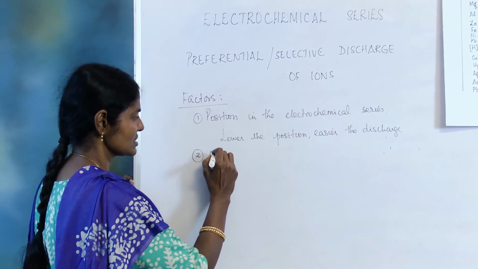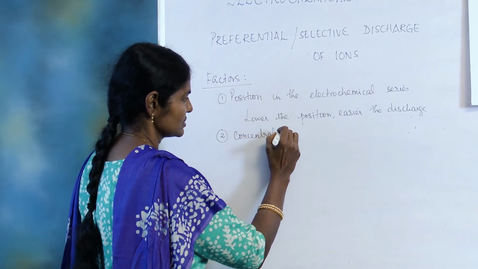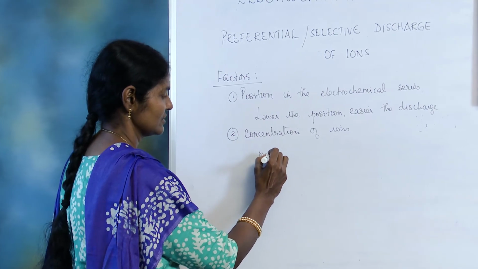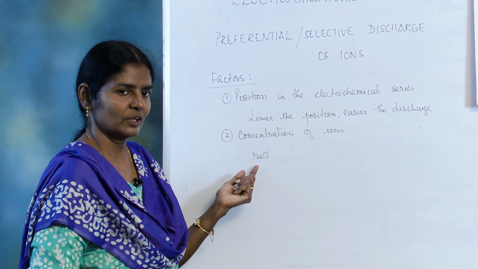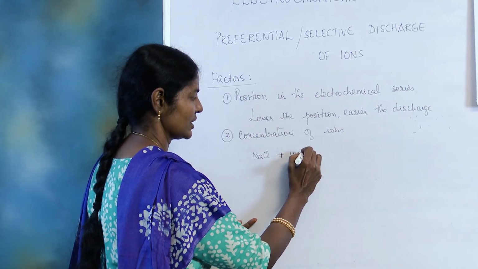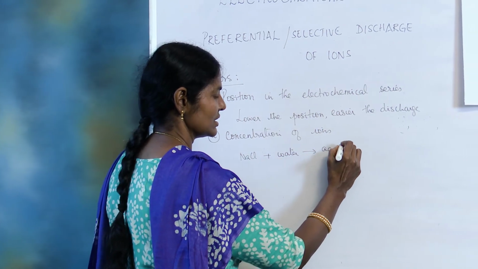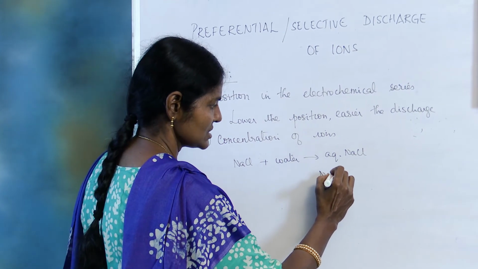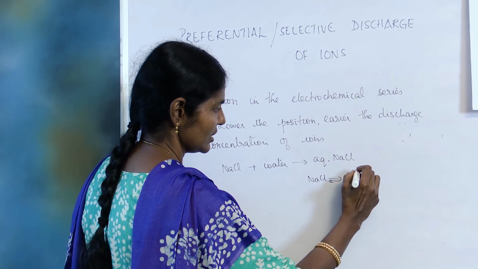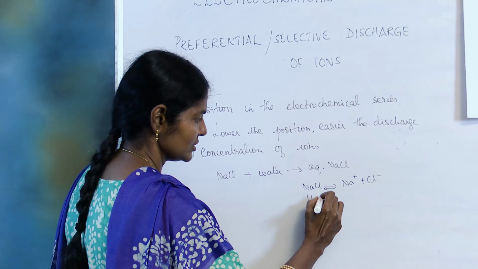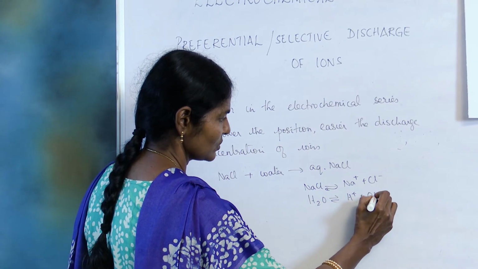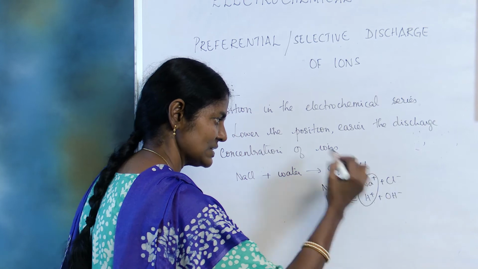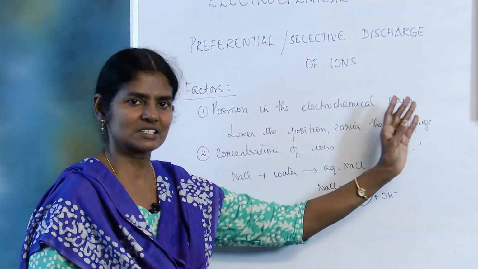The second one is concentration of ions. Sometimes, say, we are dealing with sodium chloride and we are extracting sodium. You can add water to give aqueous NaCl, that means sodium chloride solution. Here NaCl breaks down into Na+ and Cl-, and water breaks down into H+ and OH-. What are the ions present? You have sodium as well as hydrogen ion. Both of them will go towards the cathode.